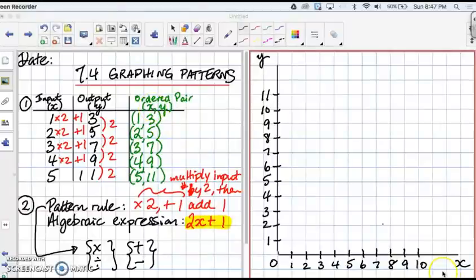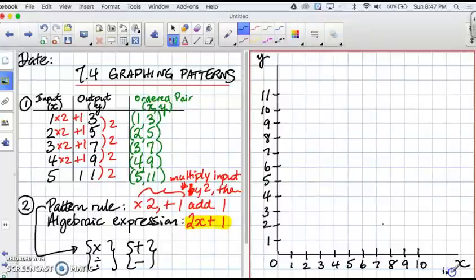The x is known as the input in this case. So I'm just going to also jot down input here for your reference. The output is y. Now, my expectation is that you're always labeling the x and the y axis. You don't necessarily have to say input or output, but that's for your reference for this lesson.